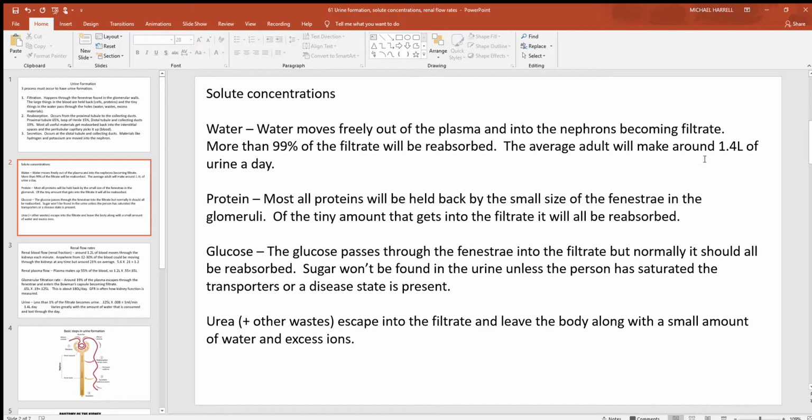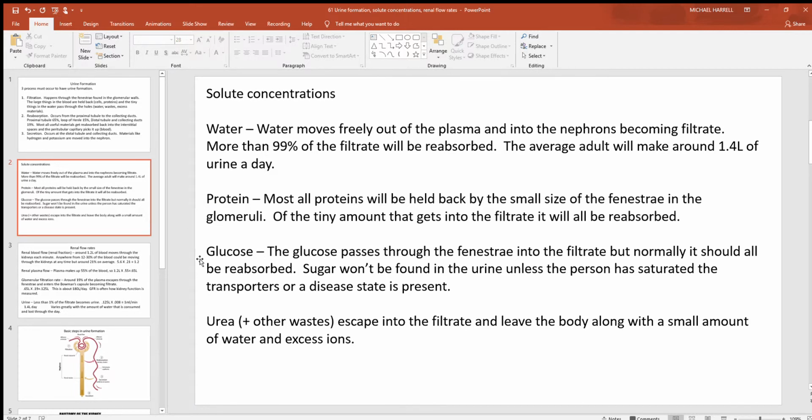So the average adult's going to make around 1.4 liters of urine a day. Of course, that'll vary quite a bit depending on how much the individual has to drink, how much they were losing water through sweating, and so on down the line. Look at proteins. Almost every bit of that is held back in the blood. Very little of that ever gets through those fenestra holes in that glomeruli. So most of that's held back in the blood. What little does get into the nephron ordinarily is rapidly reabsorbed. That way you're not losing any of that valuable material.